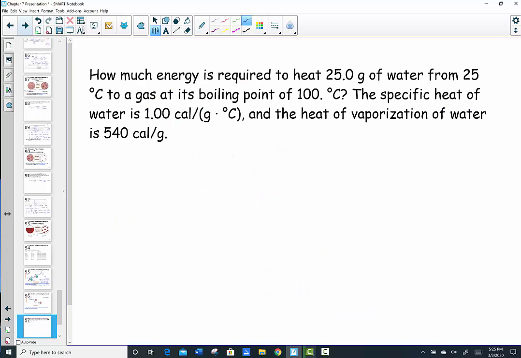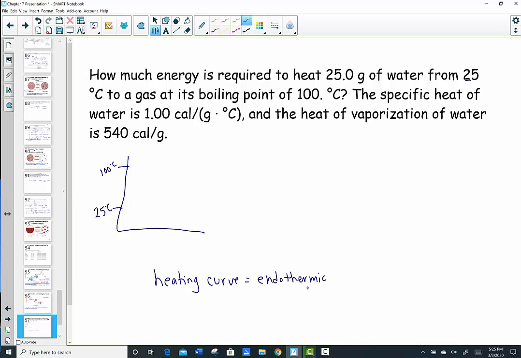Let's try a problem where we put it all together. How much energy is required to heat 25 grams of water from 25 degrees Celsius to a gas at its boiling point of 100 degrees Celsius? Now, let's just think of what we said. Are we warming or cooling? We're going from 25 degrees Celsius up to 100 degrees Celsius. So this is definitely a heating curve. So that means this is an endothermic process.